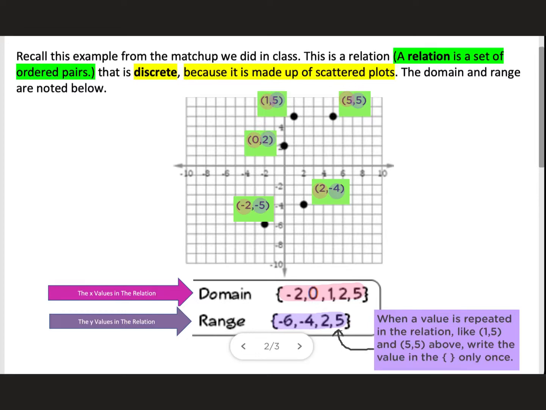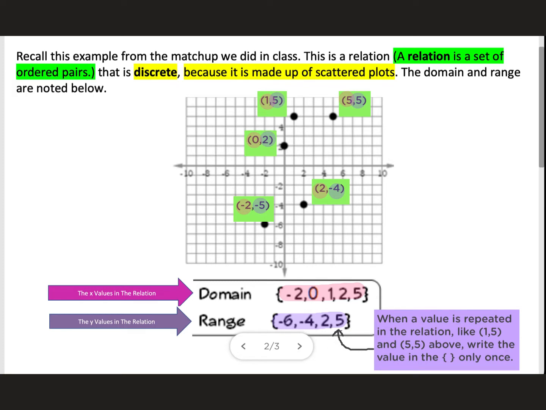Hey mathematicians, so in that notebook 2.1, you'll see a page. We are on page 2 of that notebook, and I've got an illustrated example of how you find the domain and range. So as you can see here in the green highlighted section, this is a diagram of something called a relation. And basically a relation is just a set of ordered pairs that are hanging out.